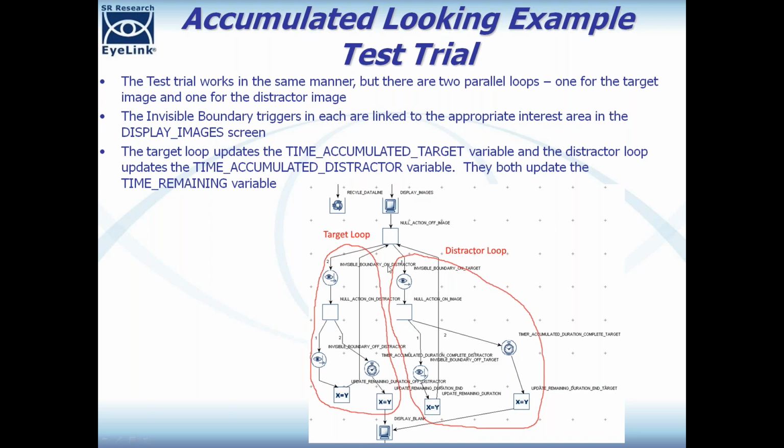Okay, so the differences here are that the invisible boundary triggers used here and here are referring to interest areas around either the target or the distractor, depending on which loop we're talking about. And the update attribute action that updates the amount of time when we look away from that image is updating the accumulated target variable for the target loop and the accumulated distractor variable for the distractor loop.